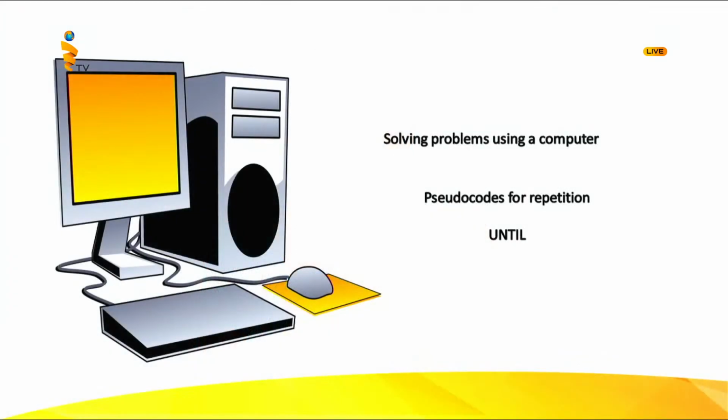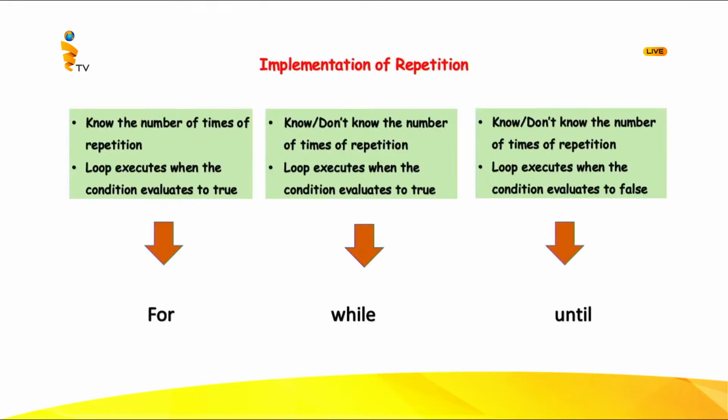Dear students, now we have come to the end of our lessons on solving problems using a computer. Today we will be talking about how to use the repetition structure using until. Earlier we have studied the other two structures. Here you can see we have learnt how to implement for, how to implement while, and today we will learn how to implement until. Now this until is very different from the other two structures.